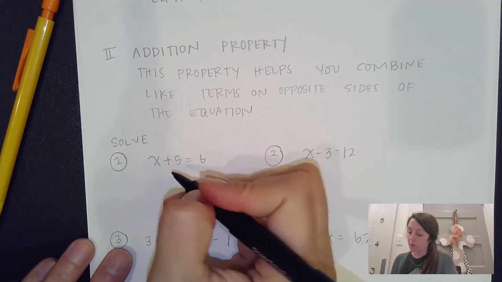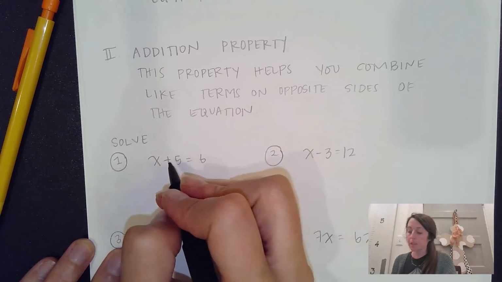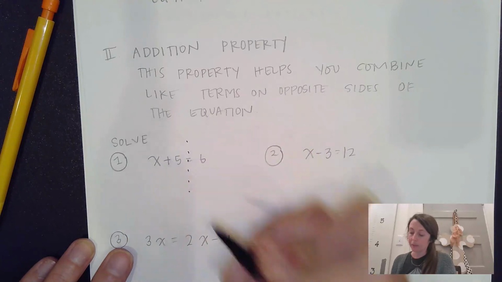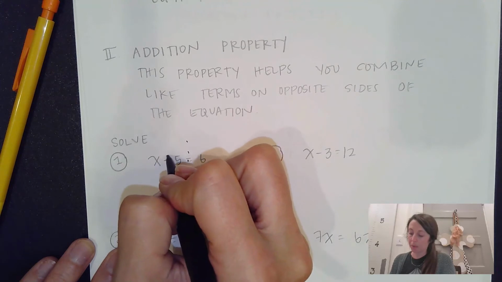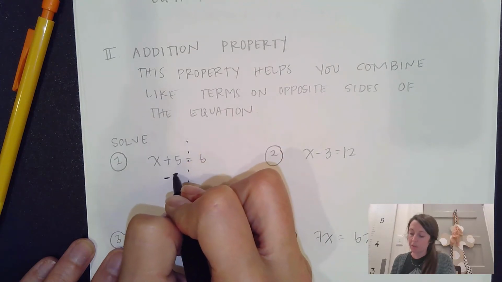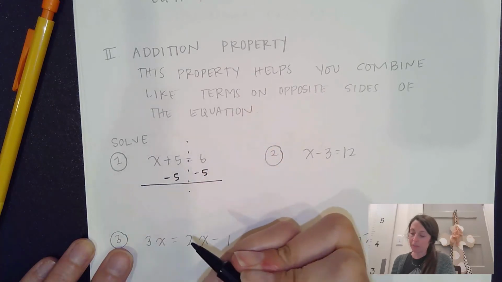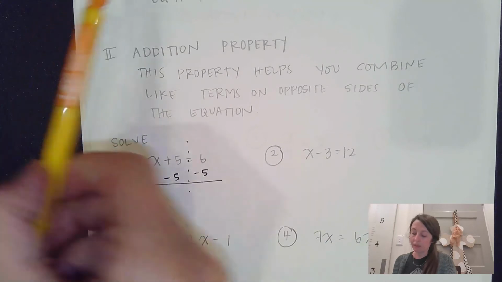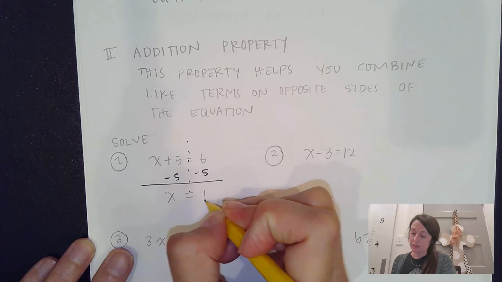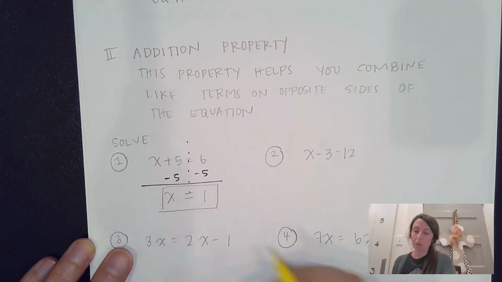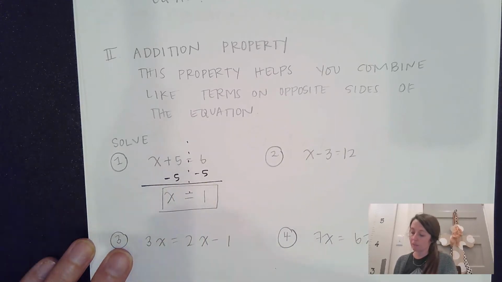So what I'm going to do is take this 5 and combine it with the 6 over here. But to be able to combine it, I've got to go across that equal sign. So I'm going to do the opposite of this addition sign. I'm going to subtract it. When it's subtracted, it's going to make that a 0. So what I'm left with on that left side is just an x. 6 minus 5 is going to give me a 1. Remember, you always want to check your answer. Of course, 1 plus 5 is definitely a 6.